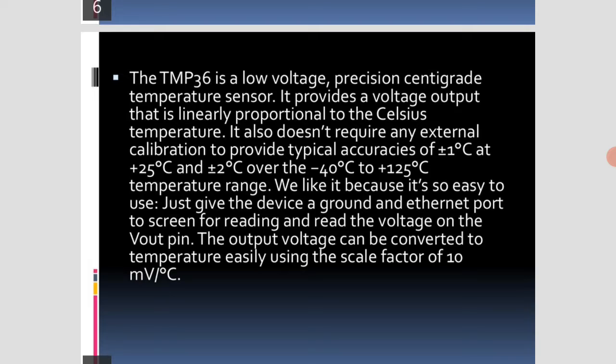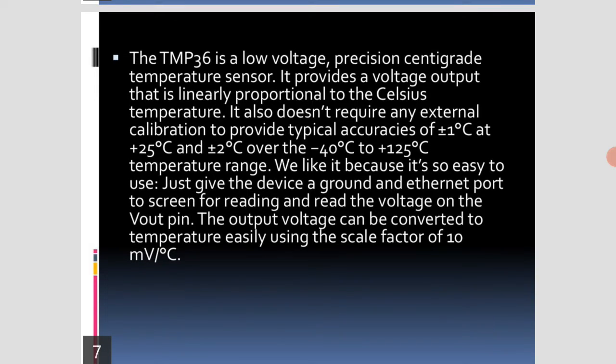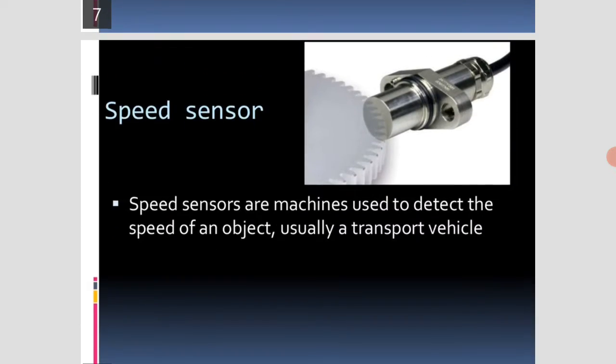It also does not require any external calibration to provide typical accuracies of plus or minus 1 degree Celsius at plus 25 degrees Celsius, and plus or minus 2 degrees Celsius over the minus 40 to plus 125 degrees Celsius temperature range. We like it because it's so easy to use. Just give the device a ground and a power supply, and read the voltage on the Vout pin. The output voltage can be converted to temperature easily using the scale factor of 10 millivolt per degree Celsius.